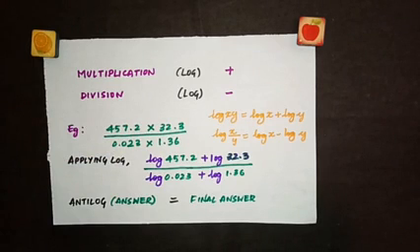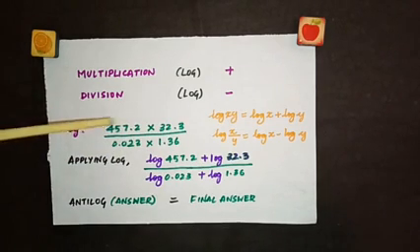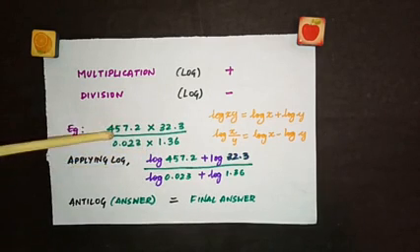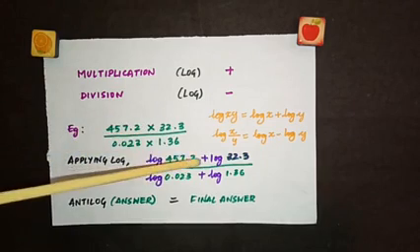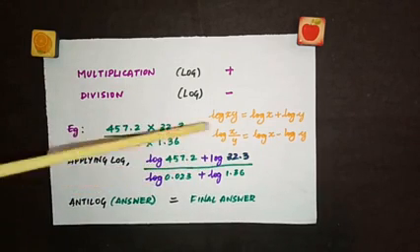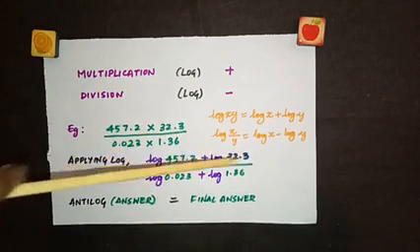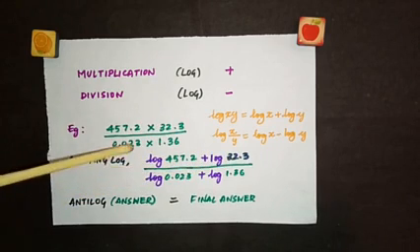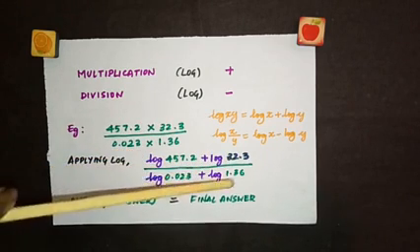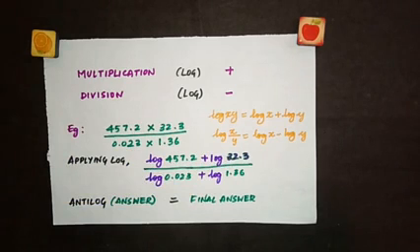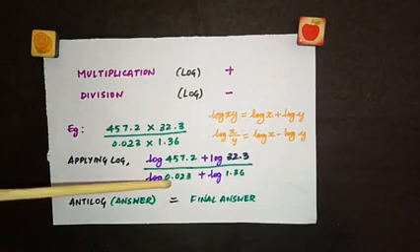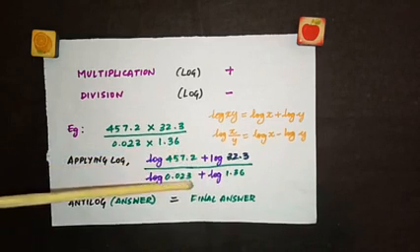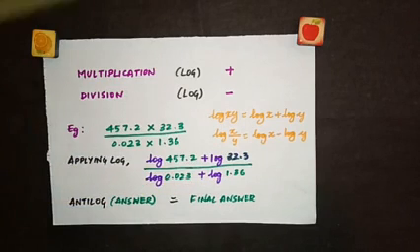So how can we do that? If you apply log to these values, log 457.2, this multiplication will become plus log 32.3, divided by, which means minus, log 0.023 plus log 1.36. So what you're going to do is add these two values, same way add these two values in the denominator, and subtract this value from this value. You will get the final answer.